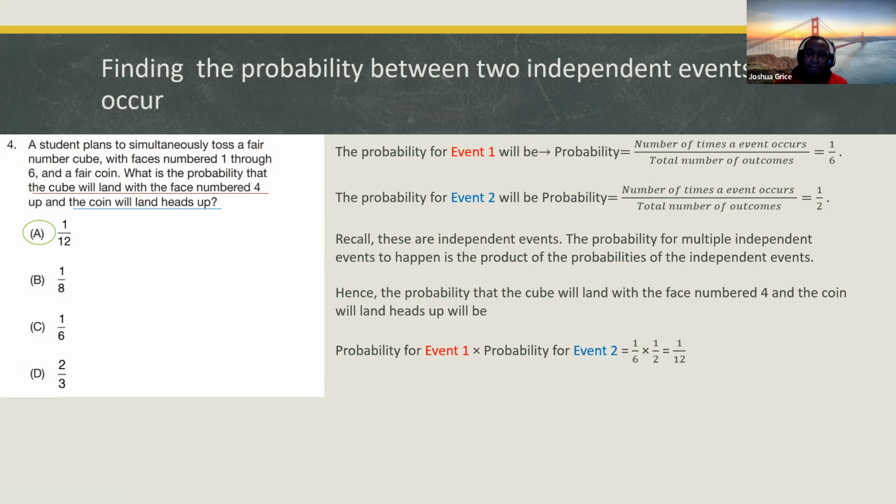And similarly, when flipping a coin, you only have 2 sides. So that's 2 for our denominator, but to land on heads, it only appears once. So that's how we get 1/2. Now we want to find the probability for both of these to happen. So we take the product of their probabilities, where we have 1/6 times 1/2, which gives us 1/12, which is our answer choice A.